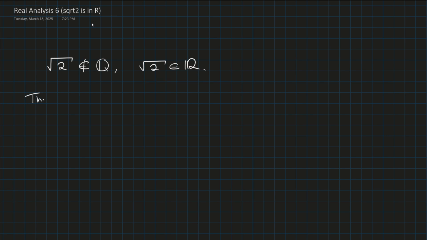So, theorem. There exists an alpha in R such that alpha squared equals 2.